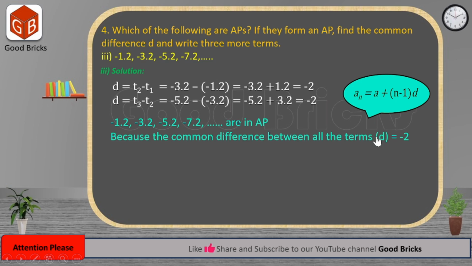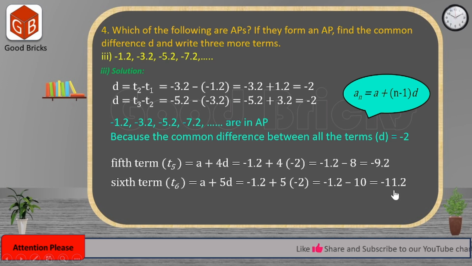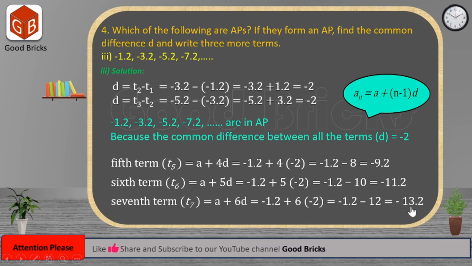So using this value d and a equal to -1 by 2, we can find the next three terms using this formula, the nth term formula. So our next terms: t5 is equal to -9.2, t6 is equal to -11.2, t7 is equal to -13.2. Hope you got good clarity.